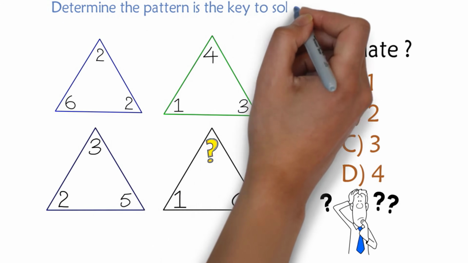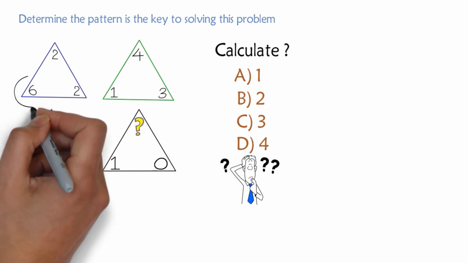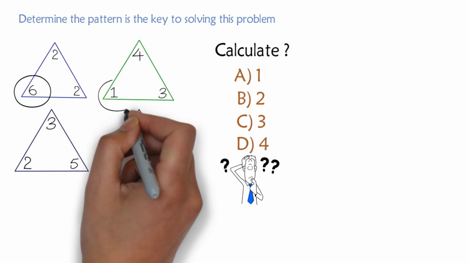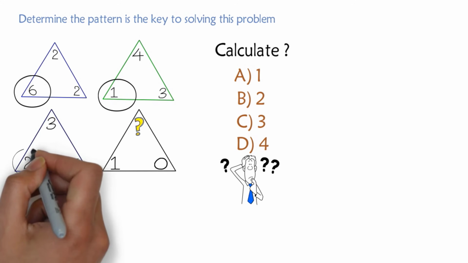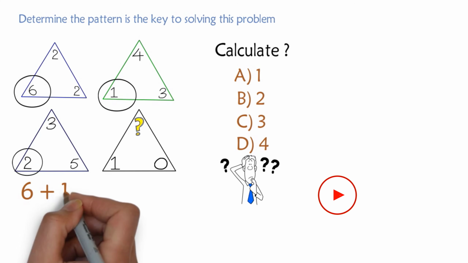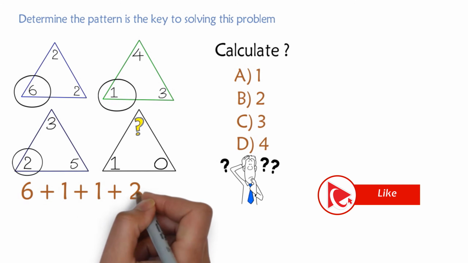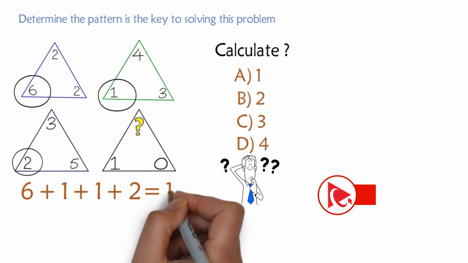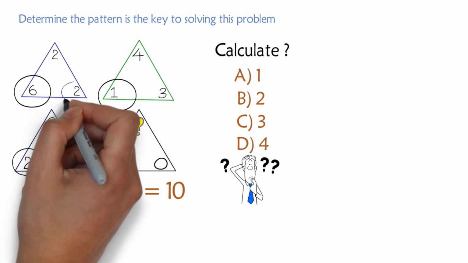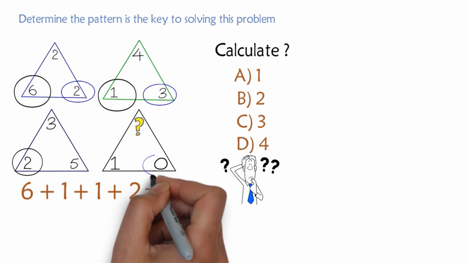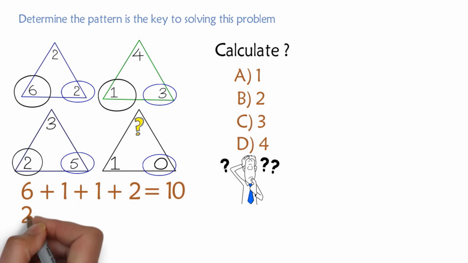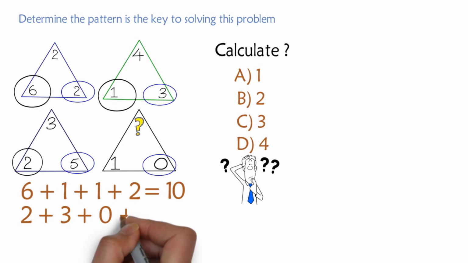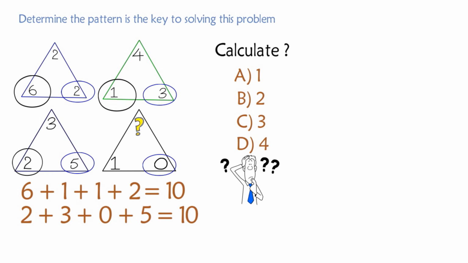Determining the pattern is the key to solving this challenge. For example, if you add up the numbers in the lower left corners, 6 plus 1 plus 1 plus 2 in all triangles, you will get the sum of 10. The same thing happens when you add up the numbers in the bottom right corners of the same triangles. 2 plus 3 plus 0 plus 5 also equals 10. The same logic can be applied to the upper right corners of the triangles.